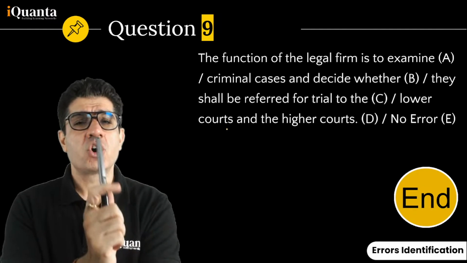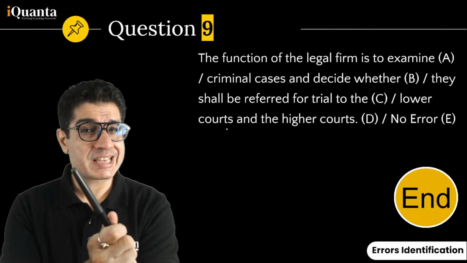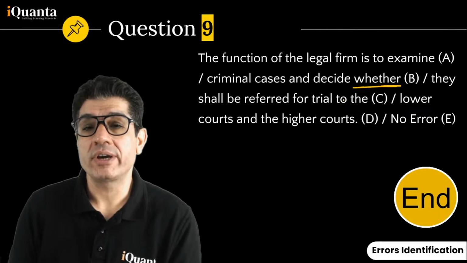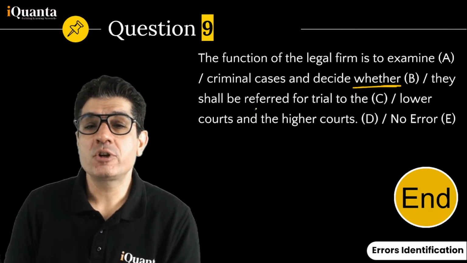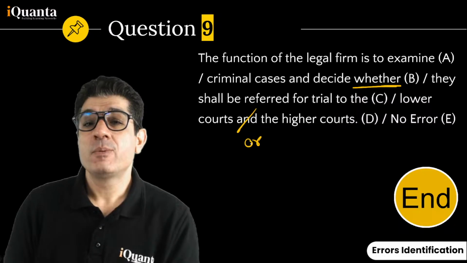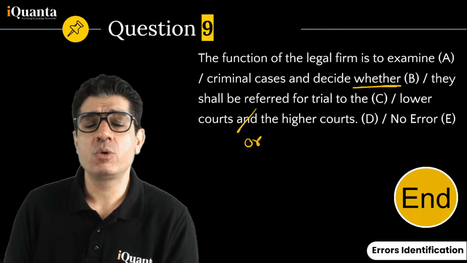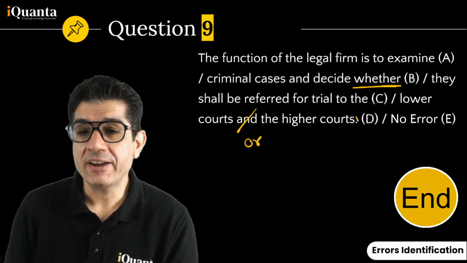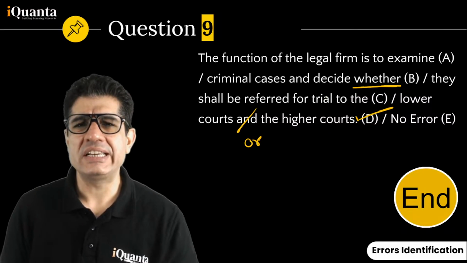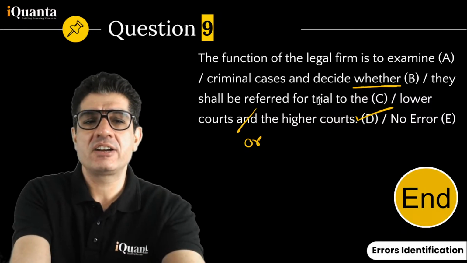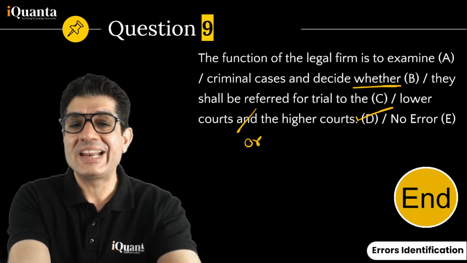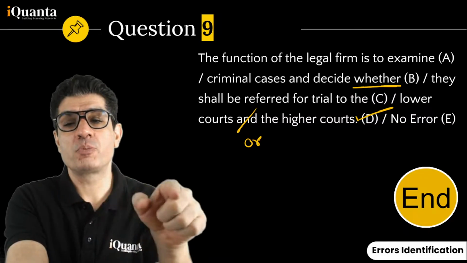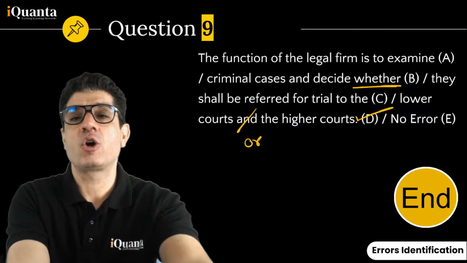All right. So we talked about correlative conjunctions and the fact that they come in pairs. Now, when you use whether, it is used to offer a choice. And for that choice, we don't use and, we use or. Whether they shall be referred for trial to the lower courts or the higher courts. And that is why the correct answer must be D. This was a sentence that ended up using the wrong correlative conjunction. Okay, so whether or should pair these two clauses here.